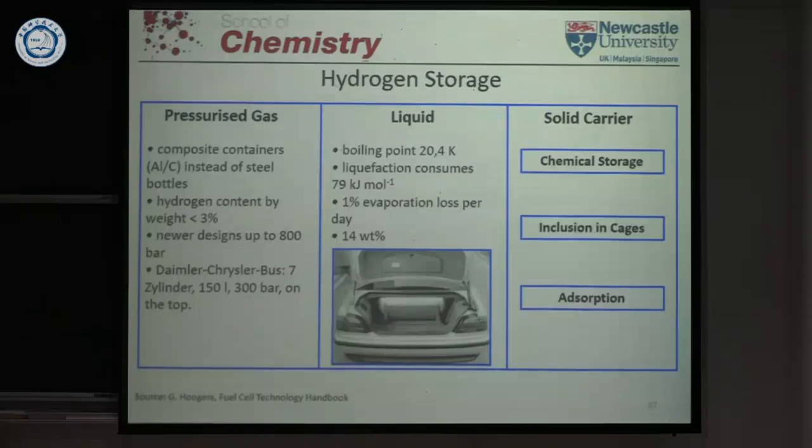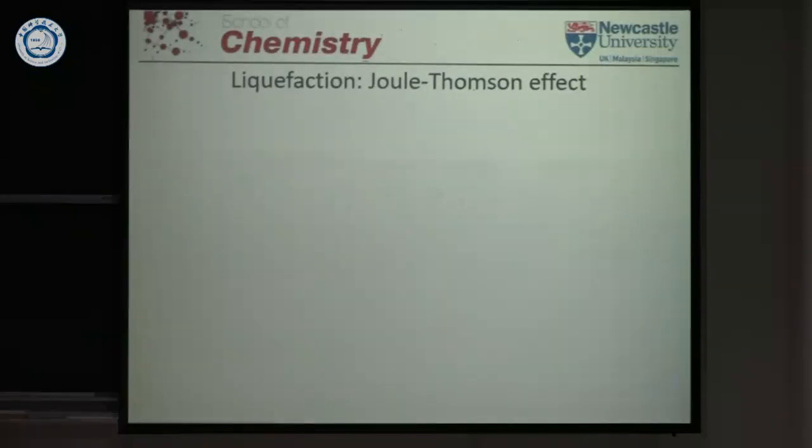Now, for solid carriers, there are different possibilities. You can use chemicals to store the hydrogen. You can put it in so-called cages, molecular cages, and you can just absorb this on surfaces. So these are different possibilities how you can do this.